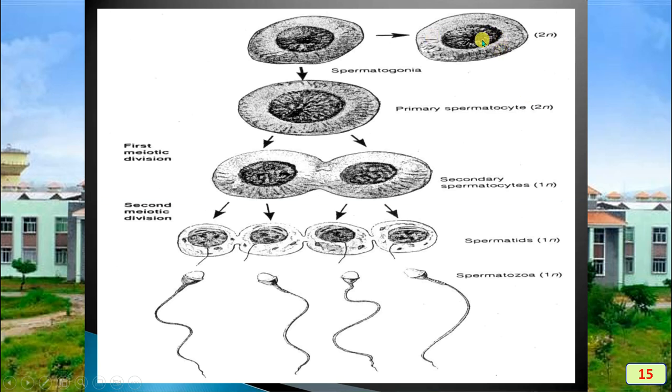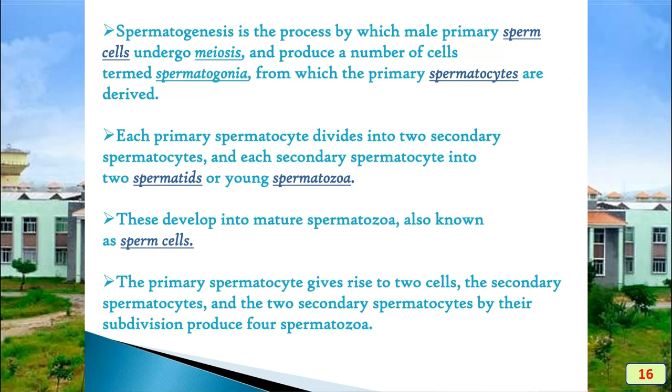Here the primary spermatocytes divide. The first meiotic division takes place and secondary spermatocytes are produced. Then the second meiotic division occurs, and spermatids follow. Finally the mature spermatozoa are produced, and they migrate to the epididymis and grow there ultimately.